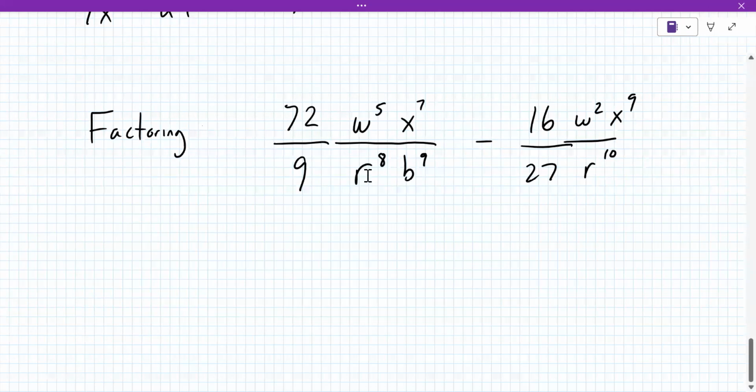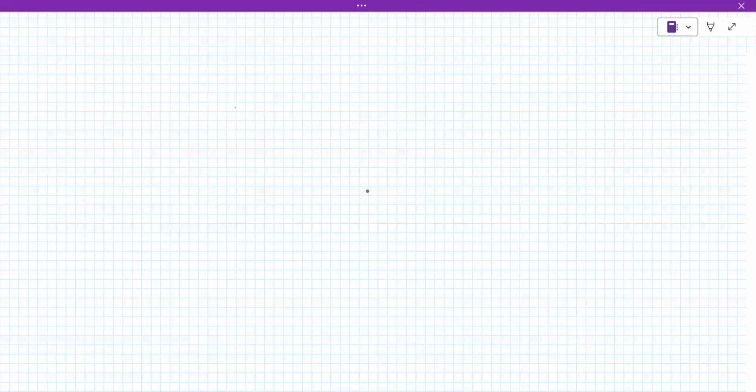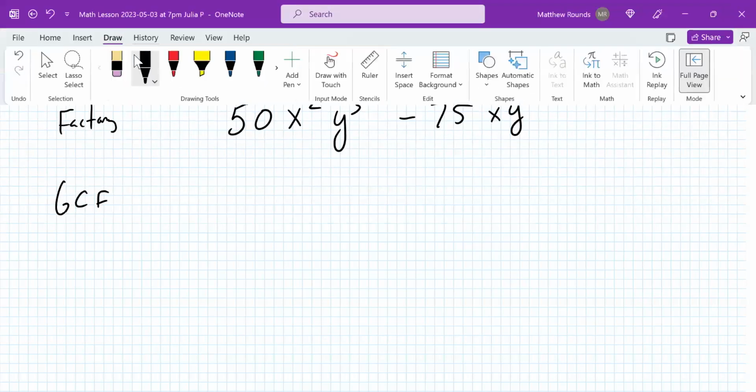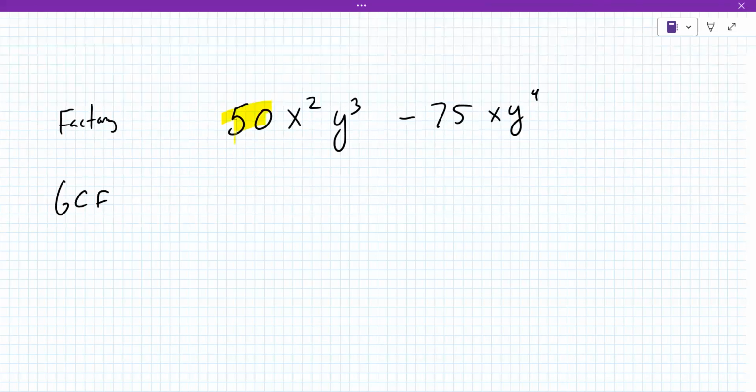Can we start with something a little less complicated, please? Sure. So let's say I put something like this in front of you: 50x squared y cubed minus 75xy to the 4th. When you're factoring, or when you're looking at something like this, you're looking for the greatest common factor. And you first start with the numbers. Between 50 and 75, what's the biggest number that goes into both?